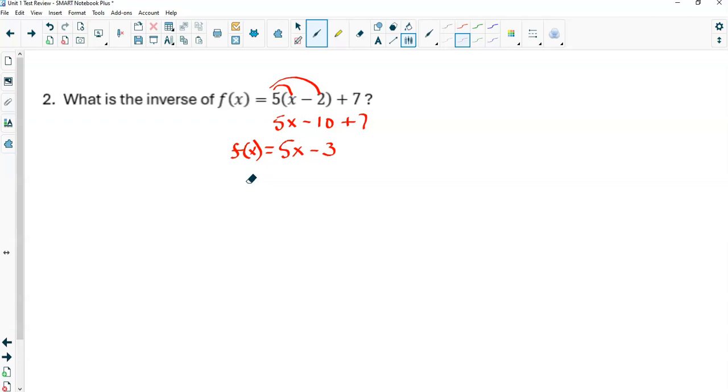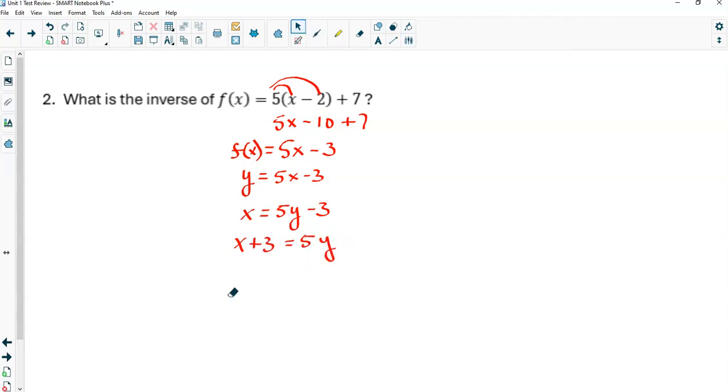At that point, then I want to find the inverse. I start by substituting f of x for y. Switch the x and the y. Solve for y, so x plus 3 equals 5y, divided by 5, so x plus 3 divided by 5 is y. So that means the inverse of f of x equals x plus 3 divided by 5.